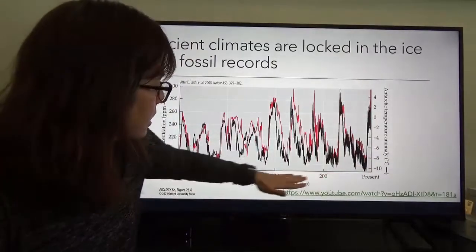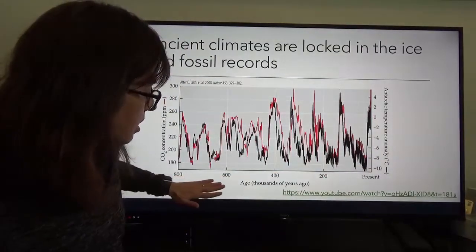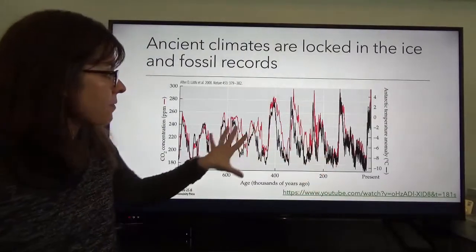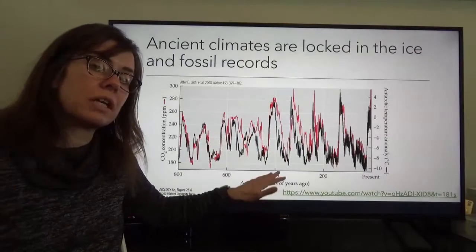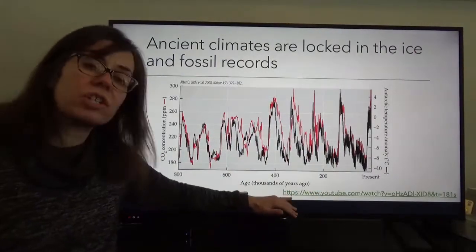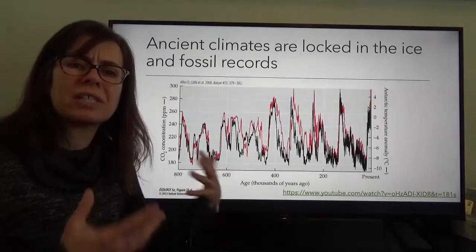over the last 800,000 years. And this graph is produced using ice cores collected in Antarctica. They do the same with ice cores collected in the Arctic. You can watch a little video about how this is done and what this looks like.